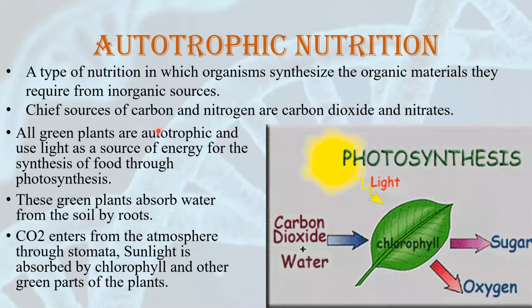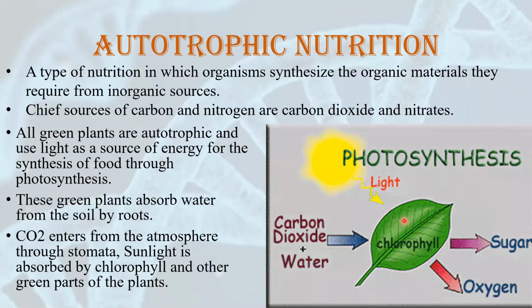Now, autotrophic nutrition is carried out by all the green plants. Here you have to remember that it should be green plants. Why green plants? Because green plants have chlorophyll in them. So all the green plants are autotrophic and use light as a source of energy for the synthesis of food through photosynthesis. You can see here, this is sunlight.